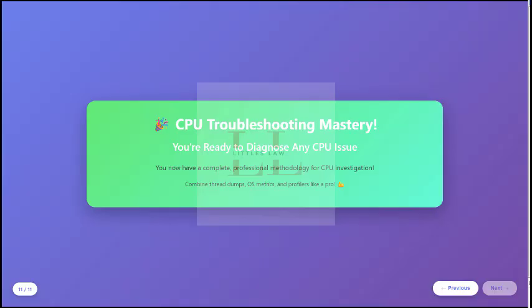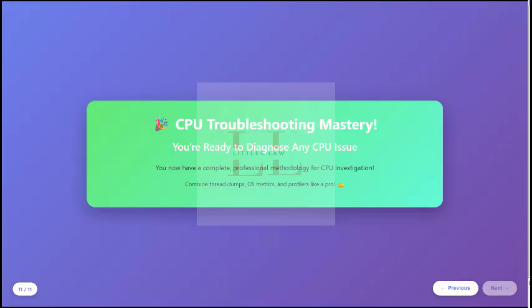And there you have it. You now have a complete professional methodology for identifying CPU issues using thread dumps. So you understand the 3 core investigation methods. You know how to correlate that with operating system metrics, and you can use profilers to get detailed evidence. Most importantly, you can present this as a systematic, reproducible process, not just some random troubleshooting.